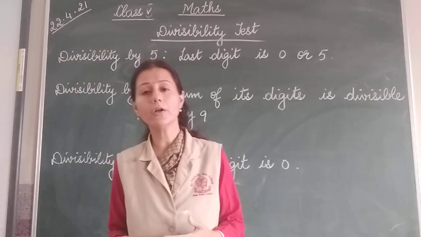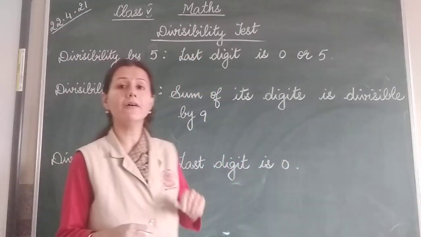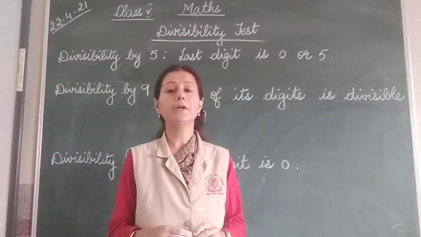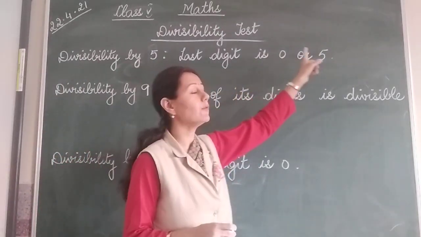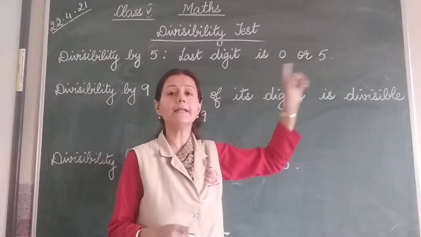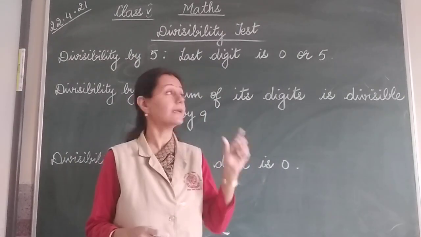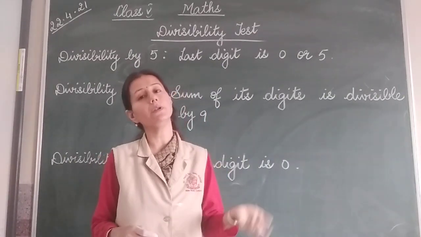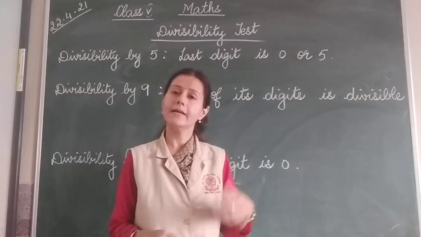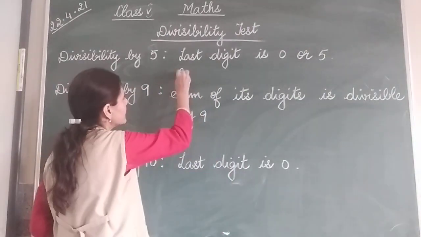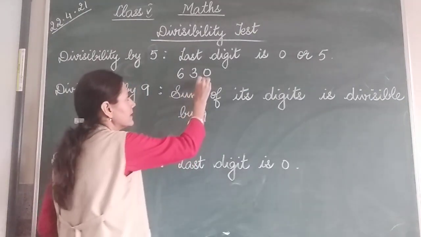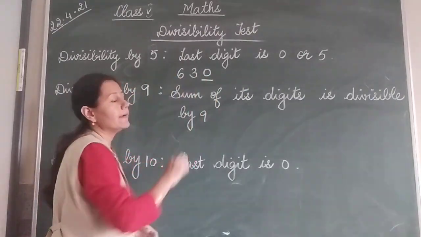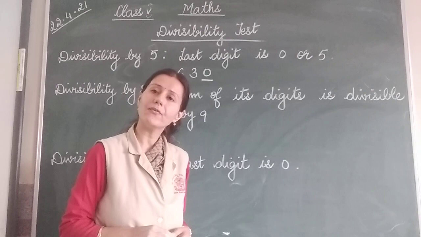Now beta, moving on to the next, divisibility by 5. For a number to be divisible by 5, the last digit should be 0 or 5. Okay, if the last digit of any number is 0 or 5, then the number will be divisible by 5. Let us take an example. Suppose we take the number 630. What is the last digit? 0. So beta, 630 is divisible by 5.